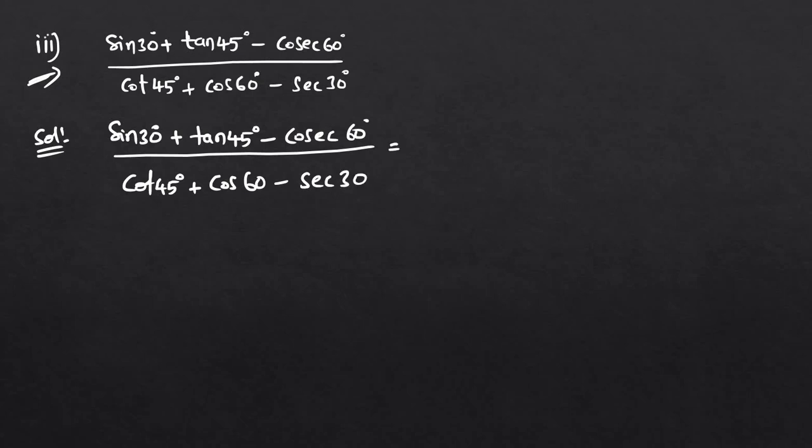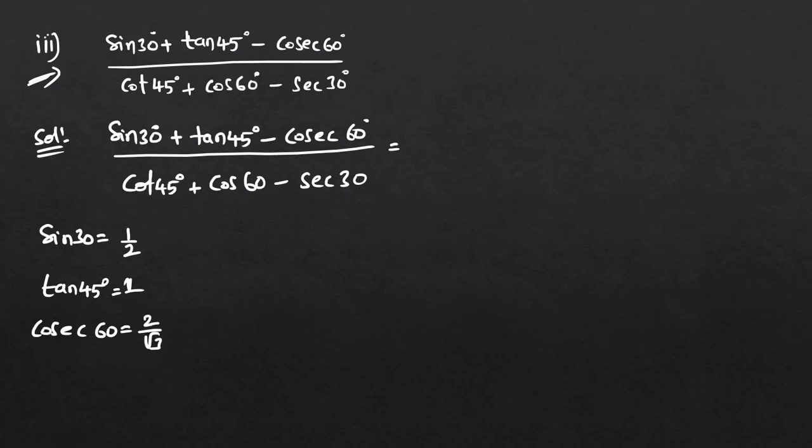So first we'll take the values of all these things. Sin 30 is equal to how much? 1 by 2. Tan 45 degrees is equal to how much? Tan 45, 1. Very good. So cosecant 60, we already did in the last one. That is 2 by root 3. Cosecant 60 is 2 by root 3.